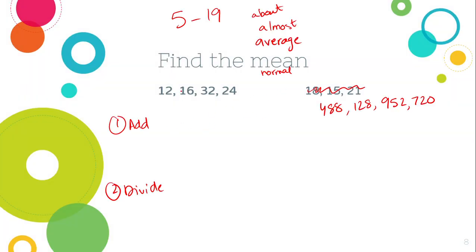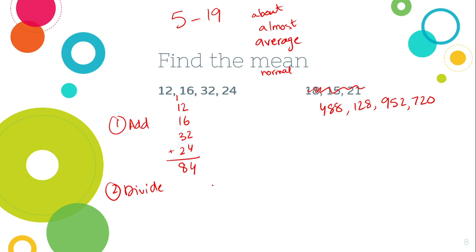Add what? You see all these numbers, 12, 16, 32, 24? Add them up. 12, 16, 32, 24. Add them up. 2 plus 6 is 8, 8 plus 2 is 10, 10 plus 4 is 14. 4 down, 1 goes up. 1 plus 1 is 2, 2 plus 1 is 3, 3 plus 3 is 6, 6 plus 2 is 8. Okay, I have 84. Alright, step number 1, done. We added all the numbers.